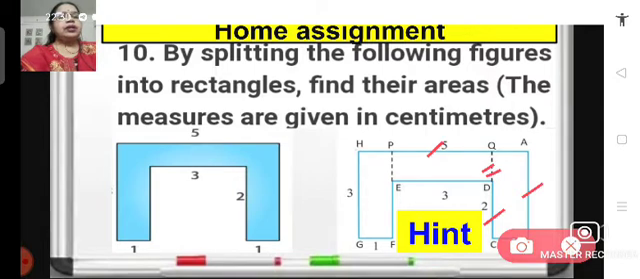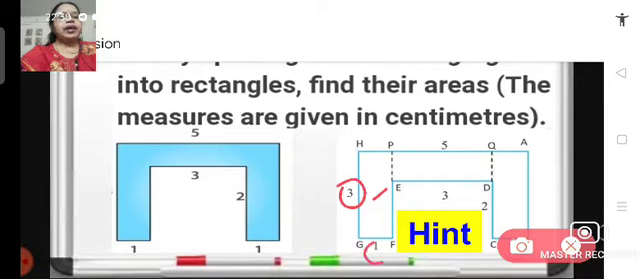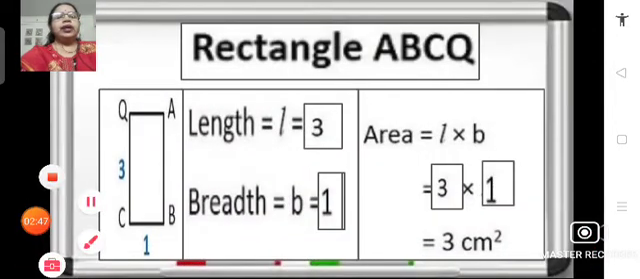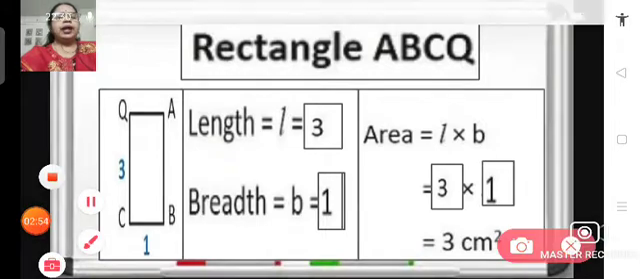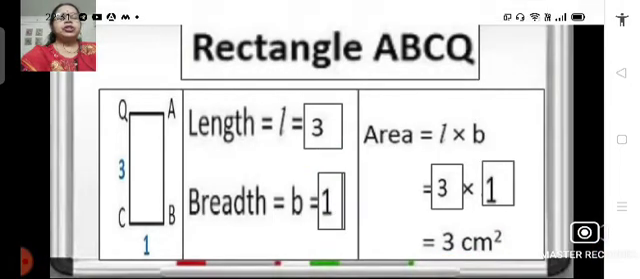Now coming to the next rectangle, HFGP, here we have length as 3 and breadth as 1. So now we have the length and breadth of all the 3 rectangles, so we can find the area of these rectangles. In the rectangle ABCQ, we have length as 3 centimeters and breadth as 1 centimeter. So what will be its area? It will be 3 multiplied by 1, 3 centimeter square.